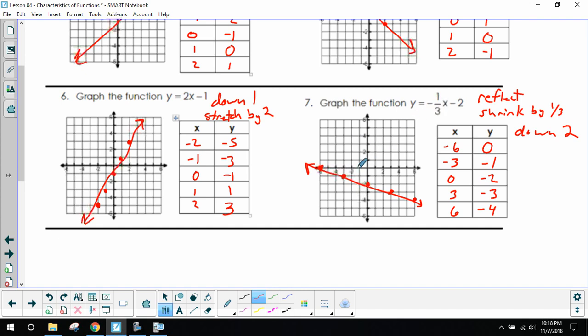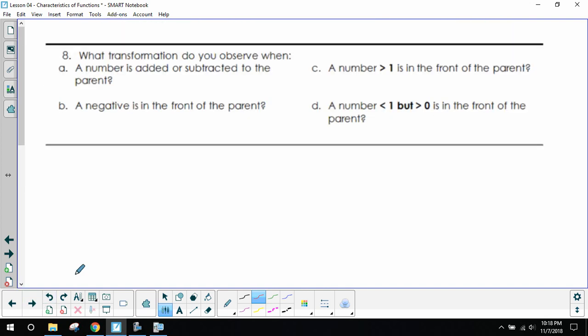We should be able to do this too. Just think about it. We're using our new vocabulary words. What transformations do you observe when a number is added or subtracted to the parent function? Added, shifts up. I'm going to try to squeeze subtracted right here. Subtracting, shifts down. I'm sorry if you can't read it, blow it up. You should be able to once you make it full screen.